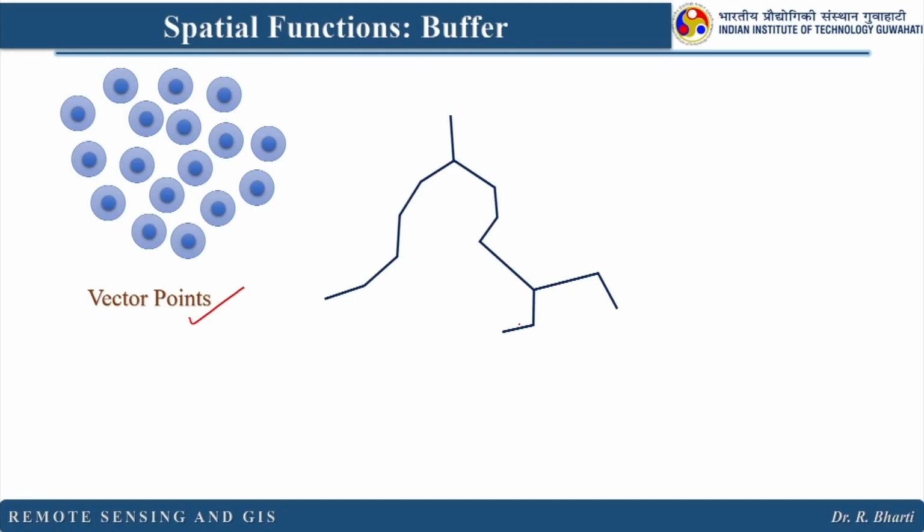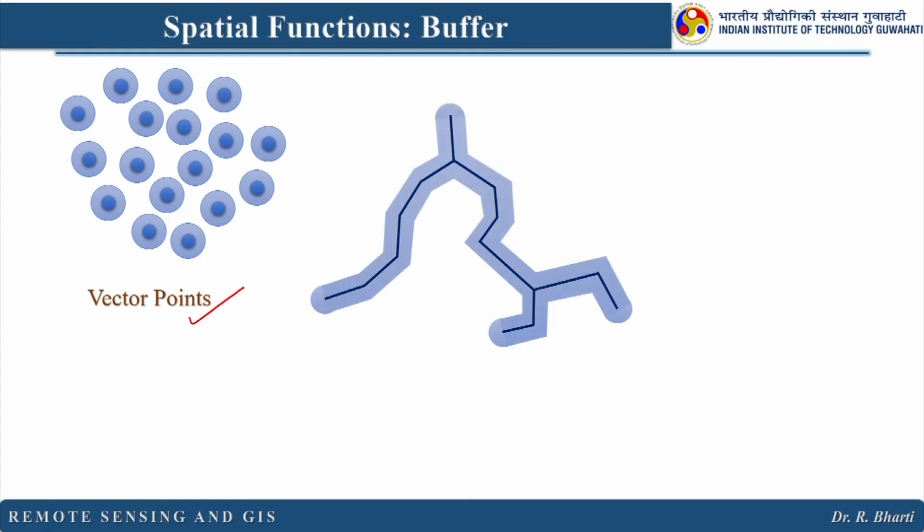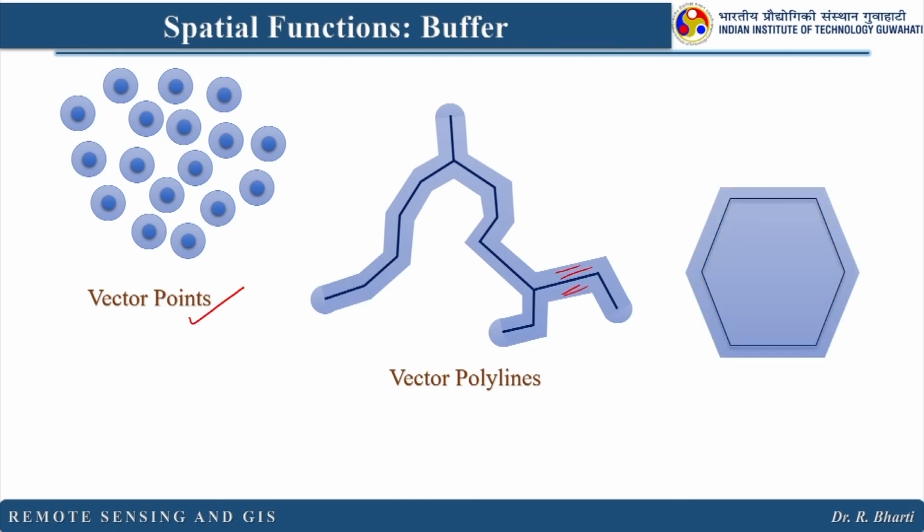Now the next one is line. Suppose this is a river and you want to create a buffer so that all the buildings or settlements stay away from it. You decide to keep maybe 10 kilometers. Using that you can create this buffer and instruct people not to build houses in these places. Next is polygon. Here in the polygon also you can create a buffer, depending upon your requirement. Such buffers you can always create, and it is very easy when you are working with GIS.